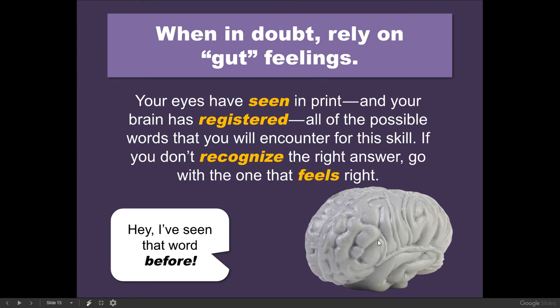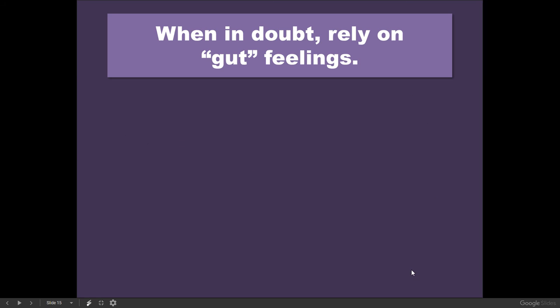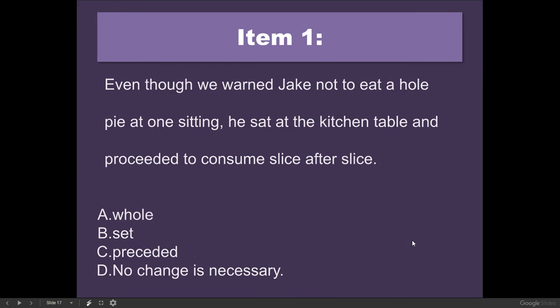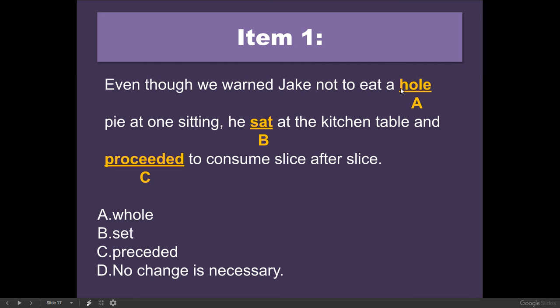It says to use your gut feeling, but I think that you should use the tricks that we have learned today. Okay, here we go. Even though we warned Jake not to eat a whole pie at one sitting, he sat at the kitchen table and proceeded to consume slice after slice. So do you change whole to whole? Do you change sat to set? Do you change proceeded to proceeded?